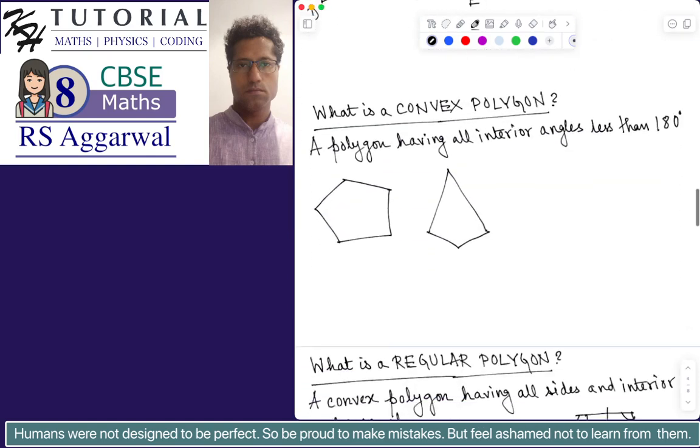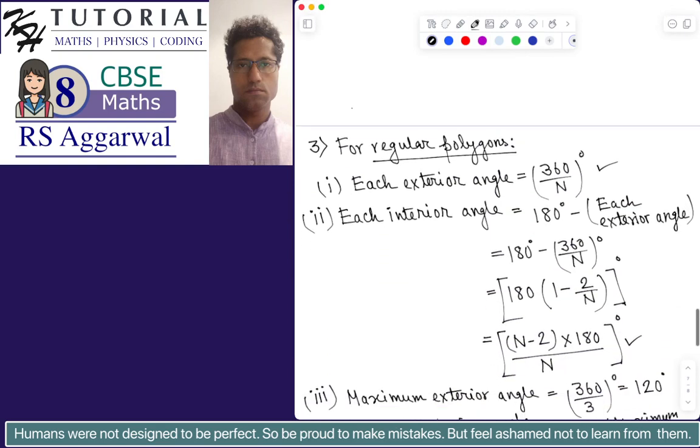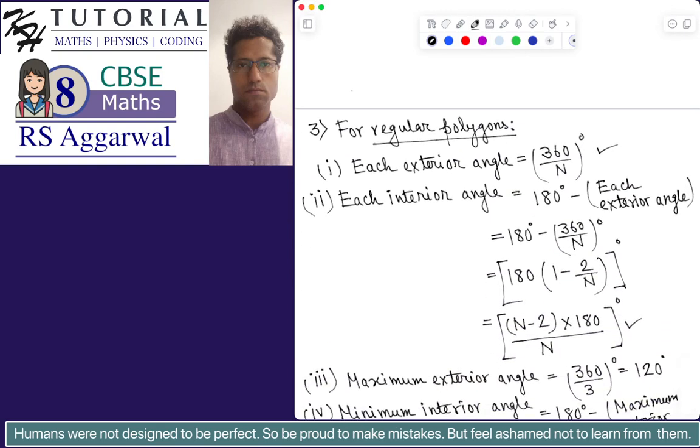Hence, we are using that concept here while finding the value of each interior angle. We know that for a regular polygon all the interior angles are the same, and we know that the sum of an exterior angle and the interior angle is equal to 180 degrees. So definitely we can say that an interior angle will be equal to 180 degrees minus an exterior angle, and hence we get the formula (n minus 2) multiplied by 180 divided by n.